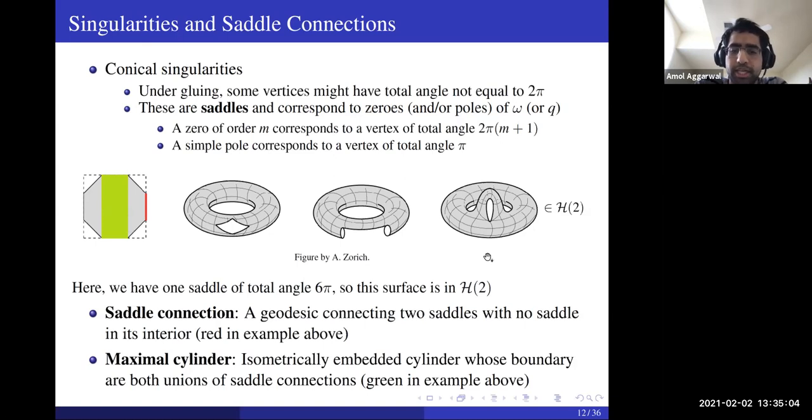A saddle connection is a geodesic on the surface connecting two saddles with no saddle in its interior. It's this red line over here. As you can see, this is a geodesic on the surface. I didn't draw its image on the surface, but it's a geodesic connecting two saddles, and it doesn't have any saddles in its interior. A maximal cylinder is an isometrically embedded cylinder whose boundaries are unions of saddle connections. Again, I didn't draw its image on the surface, I only drew it in the octagon. I've taken a rectangle here, but after the gluing it will become a cylinder since opposite sides are identified. It's a maximal cylinder because I can't push it up or down, and I can't push it to the left or to the right without passing through a saddle.